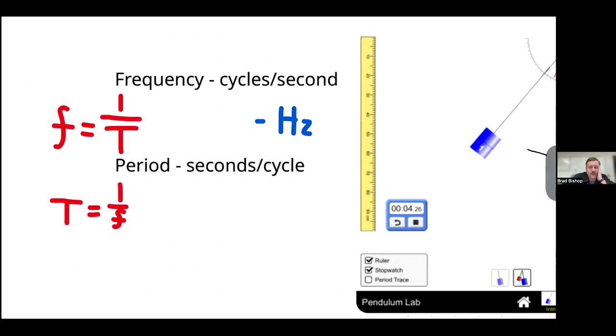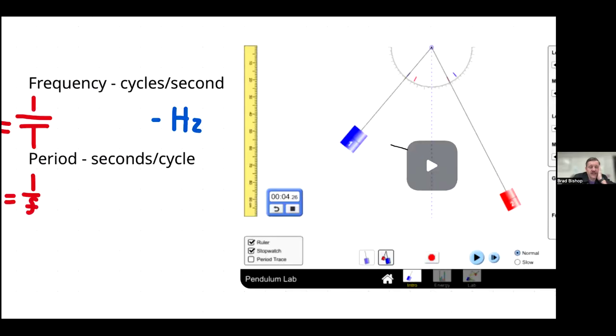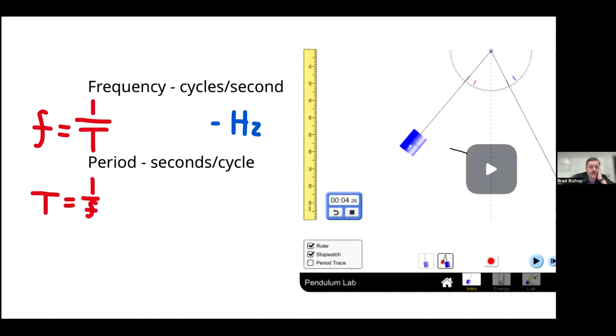So let's get our stopwatch out. If we were to get a stopwatch, we are going to start the time right at the beginning. So it goes all the way to the right. It's going to swing all the way back to the left. And then we're going to stop the stopwatch. So once it completes its motion, that time right there, 1.38 seconds, that would be the period, how many seconds there are per cycle, right? And these are related to each other.